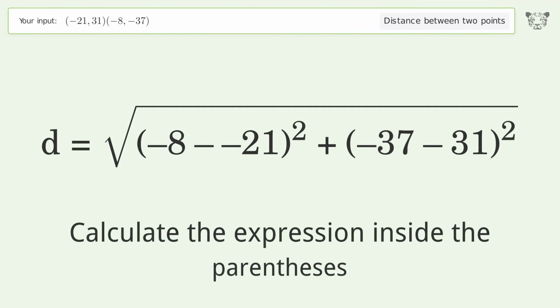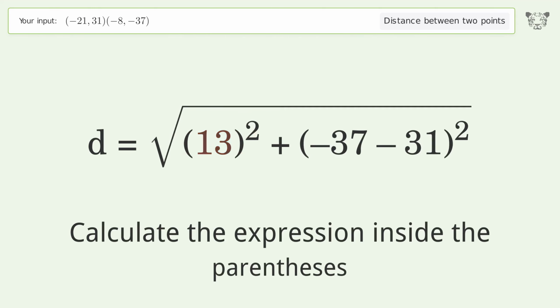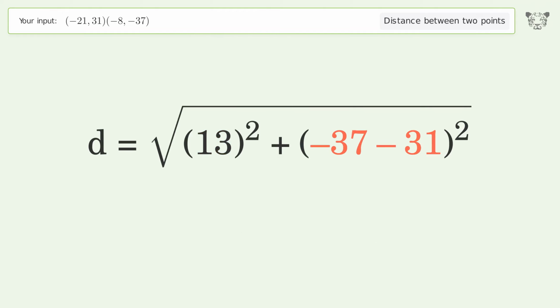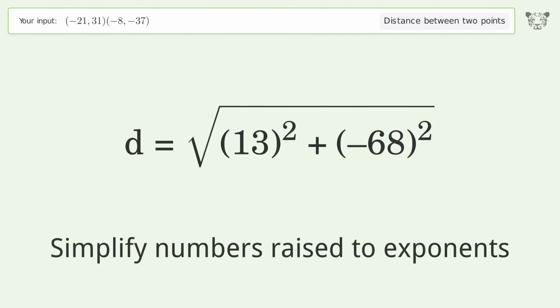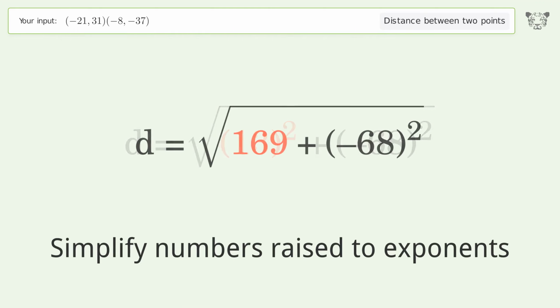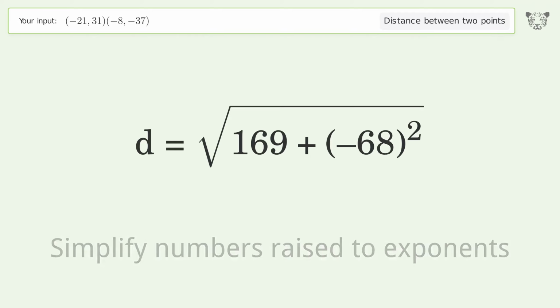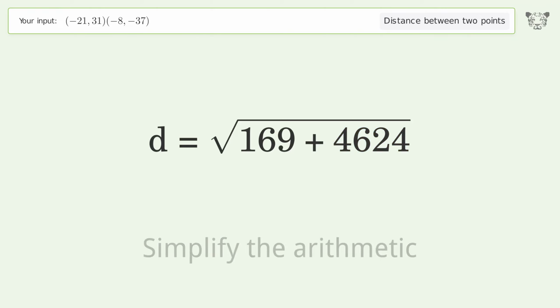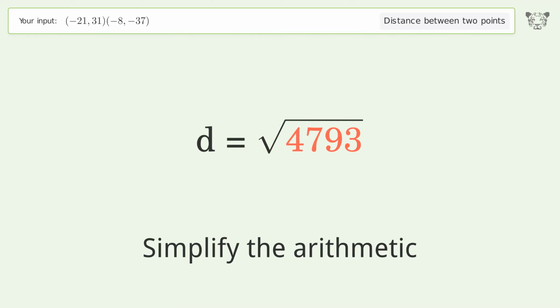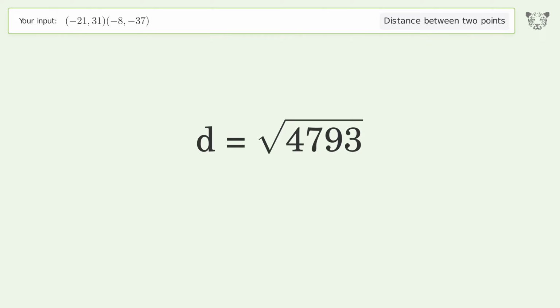Calculate the expression inside the parentheses. Simplify numbers raised to exponents. Simplify the arithmetic. And so the distance between the 2 points is the square root of 4,793, or 69.231.